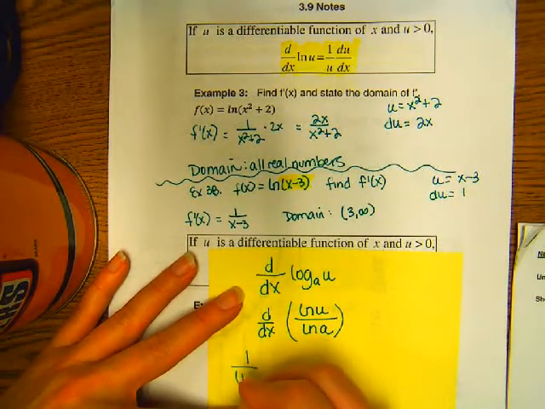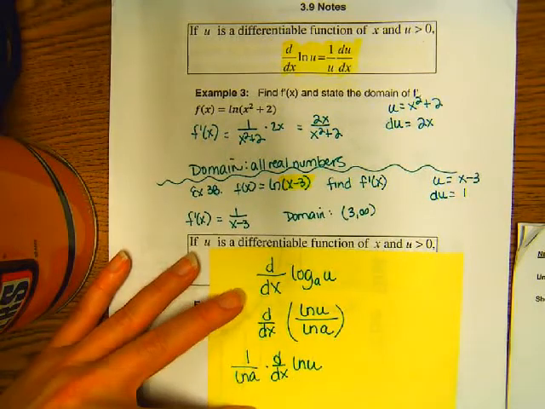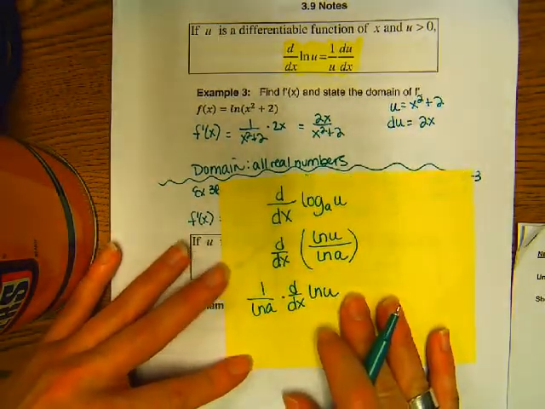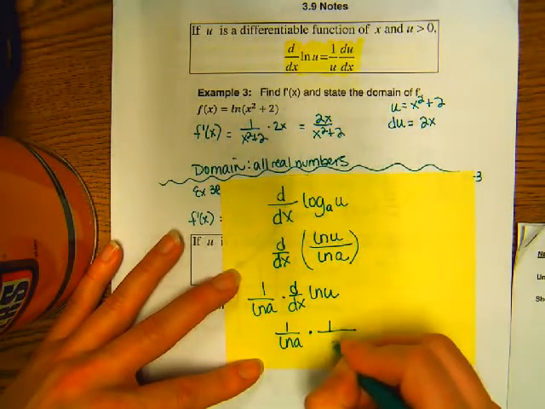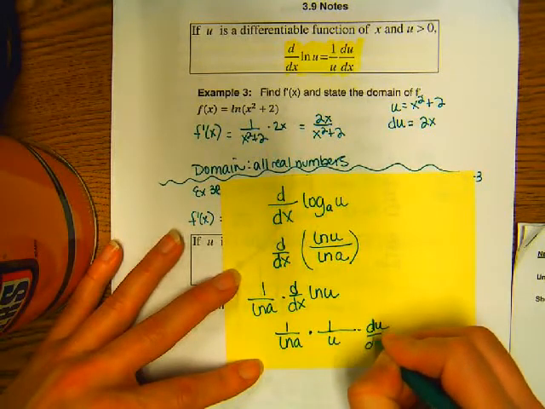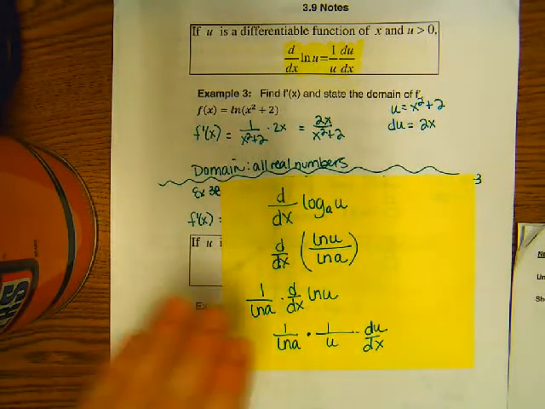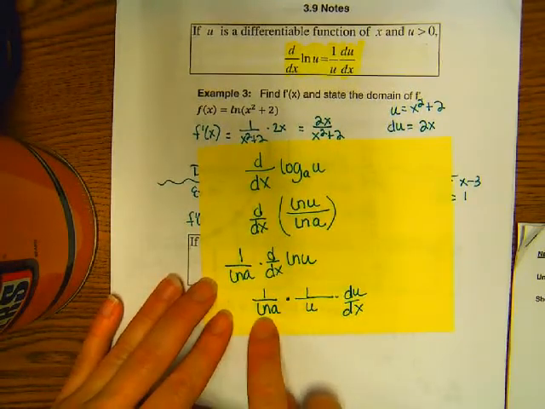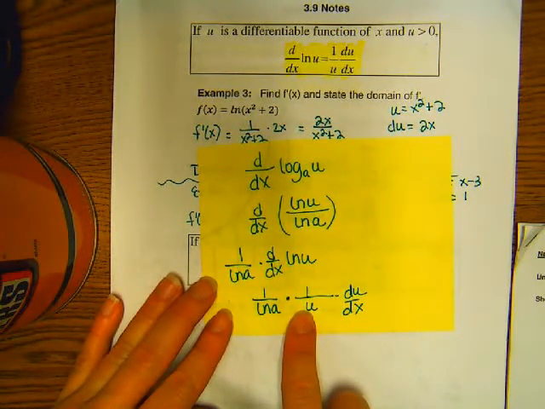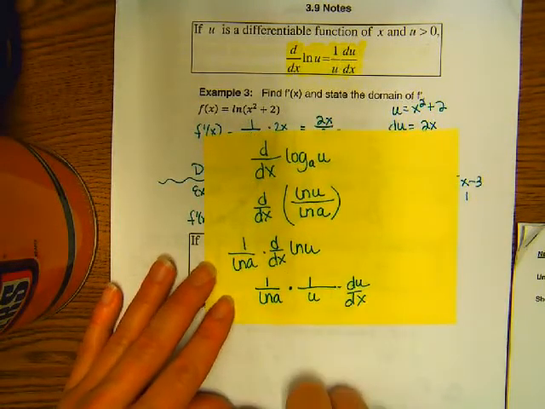So I can rewrite this as 1 over natural log of a times the derivative of natural log of u, and don't we know how to find the derivative of natural log of u? Yes. Does that make sense then? If I were you, I wouldn't bother memorizing other bases. I would just change it. That's where this rule comes from: 1 over u natural log of a. Do you see I just put them together, u natural log of a? Is that sinking in? Marinating?